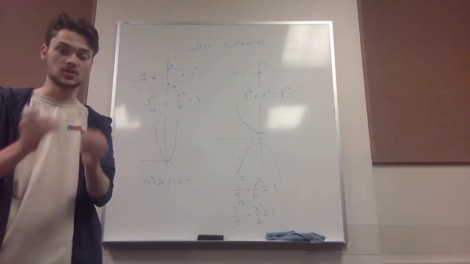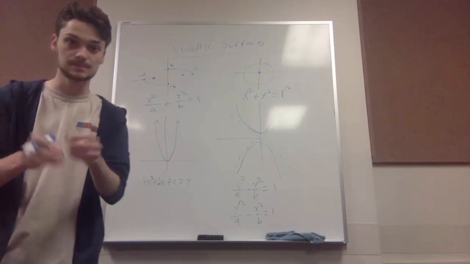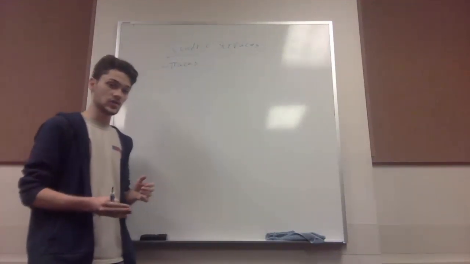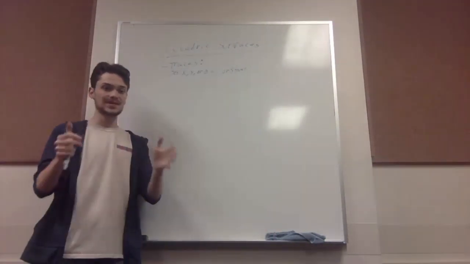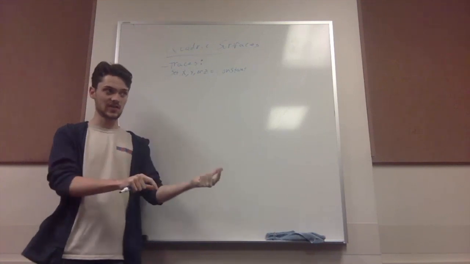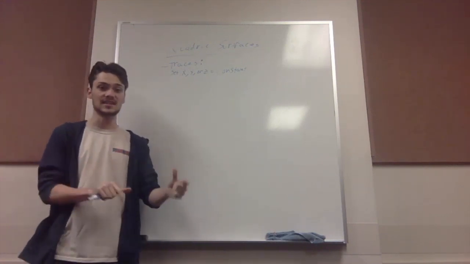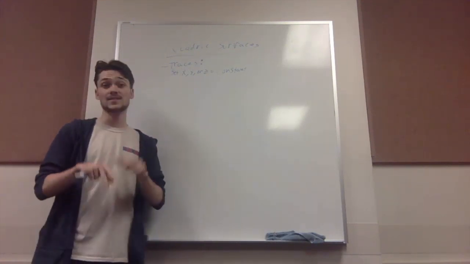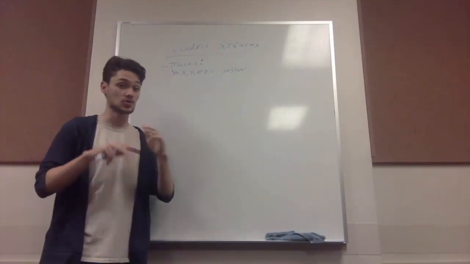What is important is realizing the implications of this. We're going to be drawing these quadric surfaces using things called traces. The basic idea is that we set one of our variables equal to a constant and see how the equation behaves. It is much easier to show than explain, so I'm just going to be doing that.